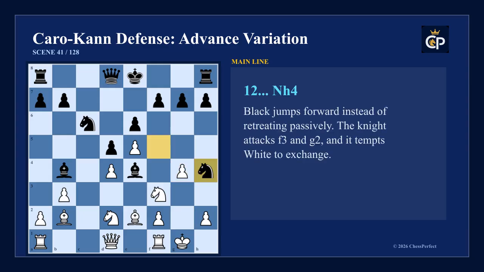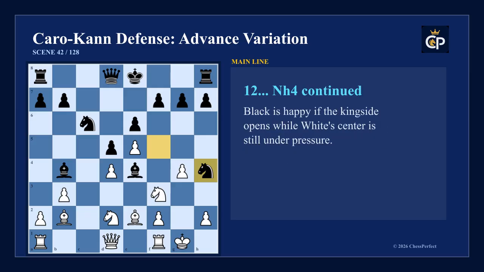Knight h4. Black jumps forward instead of retreating passively. The knight attacks f3 and g2, and it tempts White to exchange. Black is happy if the kingside opens while White's center is still under pressure.